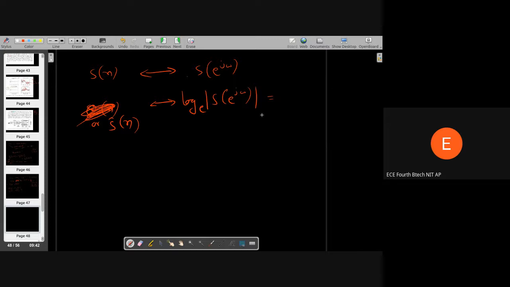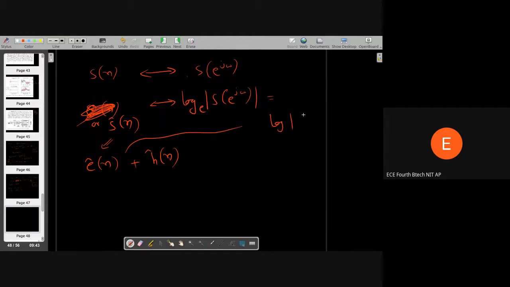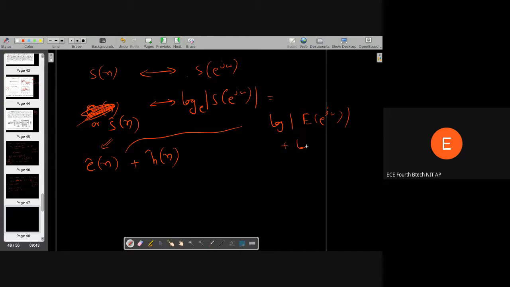In the complex Cepstrum, the log Fourier spectrum is a complex number. Here it will be a real number. And again, the same thing: we expect that this will be related to the log of the magnitude of E of e to the power j omega plus the log of the magnitude of H. So you have got this S hat n.